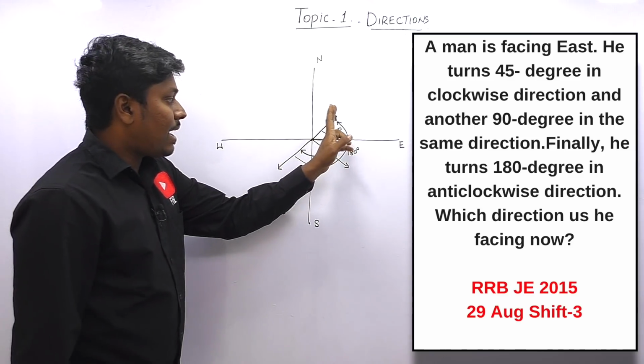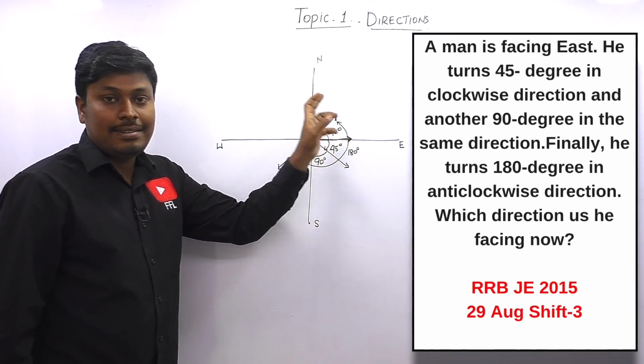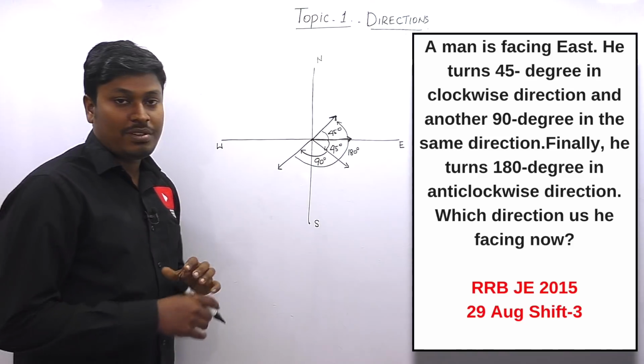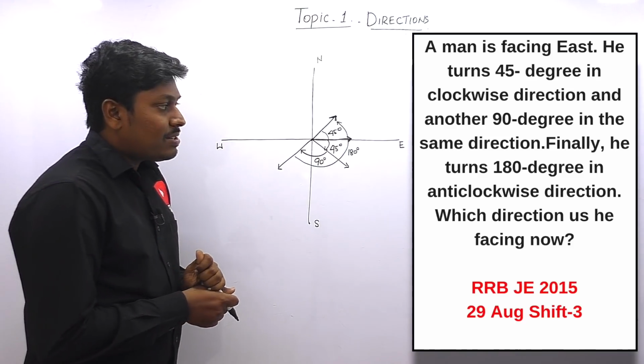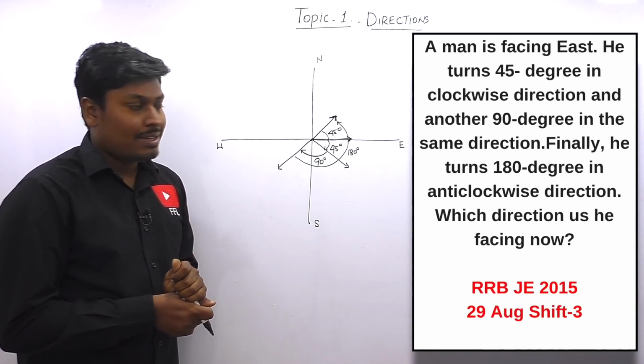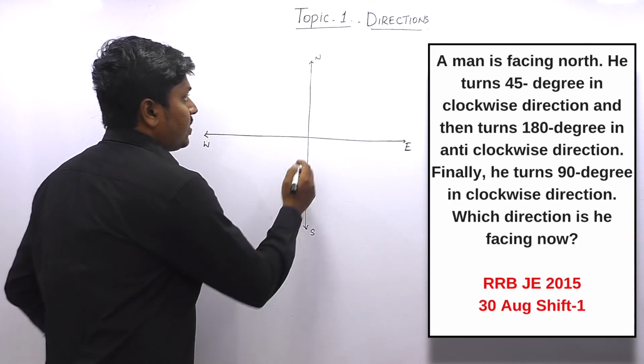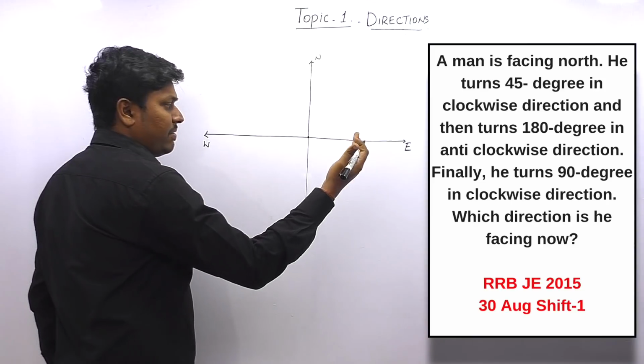So remember that for questions based on angles and degrees, I have taught you in lesson number 5 and 6. Don't forget to watch that video. And this was the question asked on 29th August, shift number 3, question number 8. A man is facing north. So similar to the previous question.